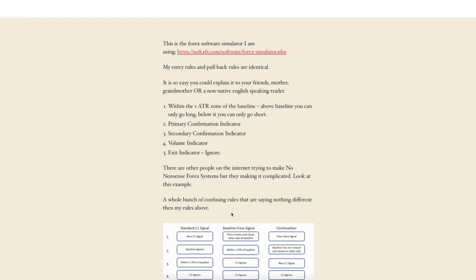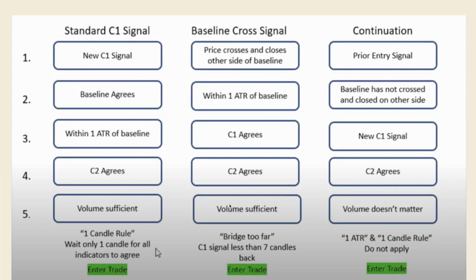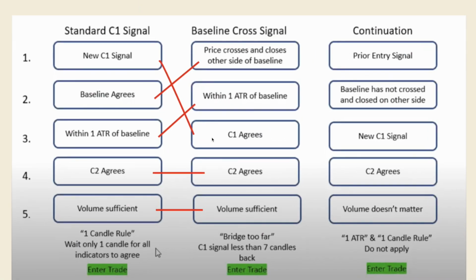But let's take a look at somebody who's making these flow charts that are so complicated. Standard C1 signal, baseline cross signal. Look at all these things. And they are nothing. I'll prove that this is all just a bunch of talk of nothing. Because look, they're all the same. You've just mixed it up. Look at C1, C1, baseline, baseline, within one ATR. C2 agrees. C2, volume, volume. It's the same thing.